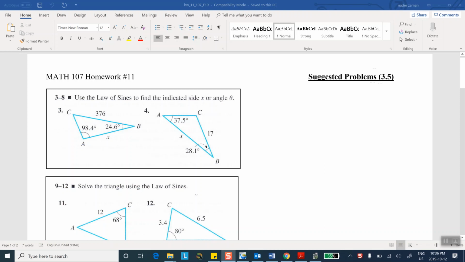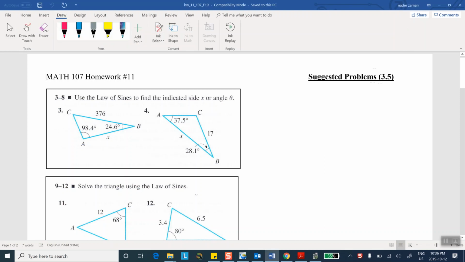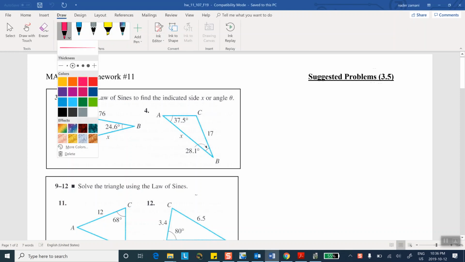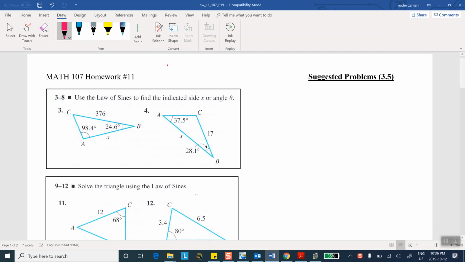Let's start with problem number 3. Let's see what we've got here. Problem number 3 is right here. Notice that we have two angles and a side, and we are asked to find this side x. In the language of this section 3.5, when a situation is like so, we refer to it in the book as, let's see now.